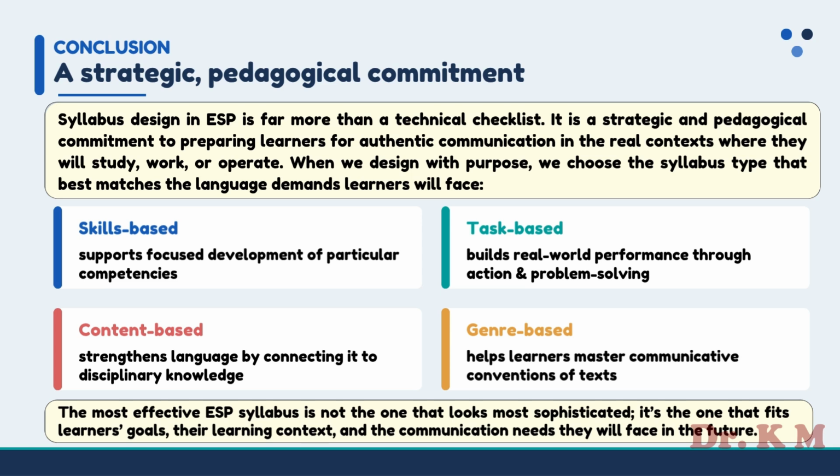A task-based syllabus builds real-world performance through action and problem-solving. A content-based syllabus strengthens language by connecting it to meaningful disciplinary knowledge. A genre-based syllabus helps learners master the communicative conventions that govern professional and academic texts. The most effective ESP syllabus is not the one that looks most sophisticated, it's the one that fits learners' goals, their learning context, and the communication needs they will face in the future.